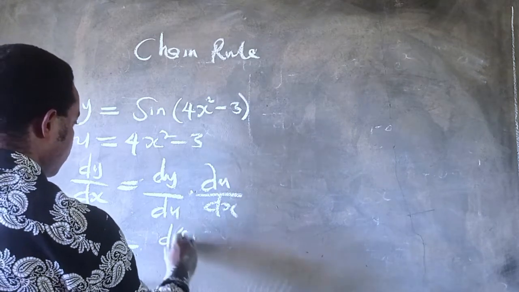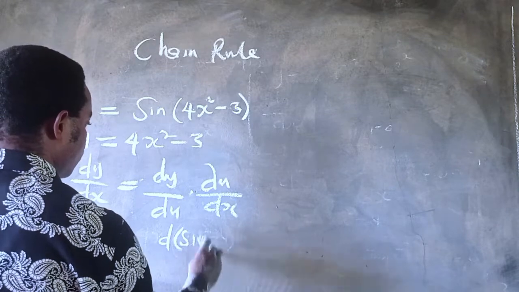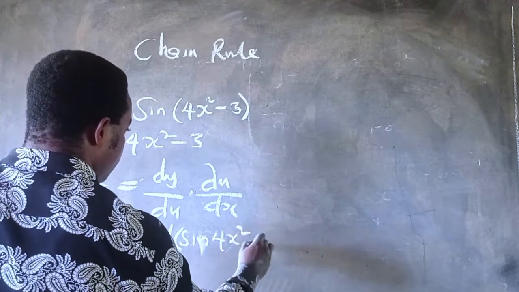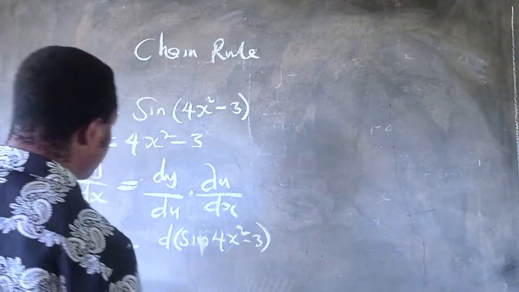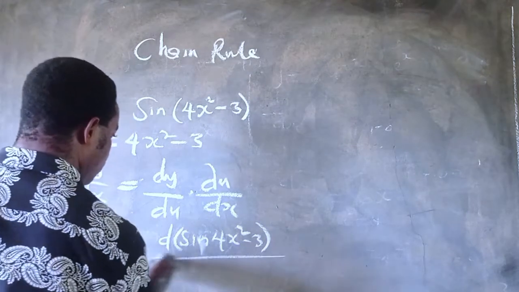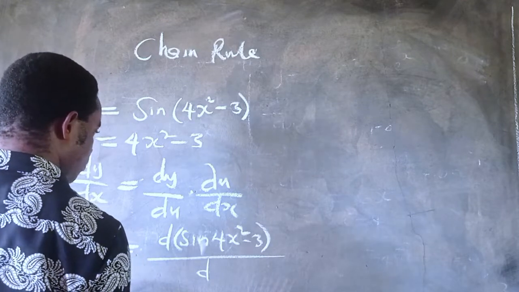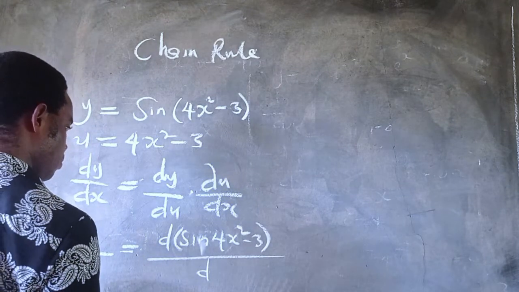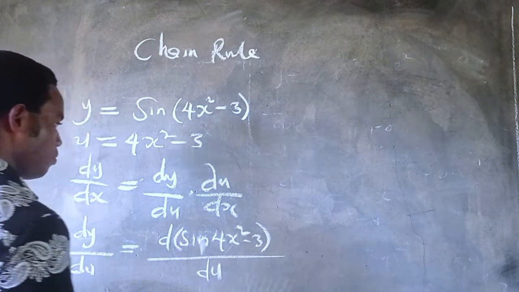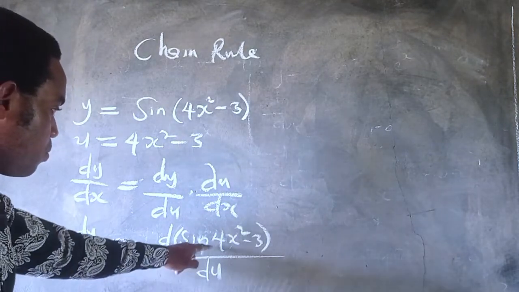So what is the differential of sine of 4x raised to the power 2 minus 3? Because that is what that means, because y equals sine of 4x raised to the power 2 minus 3. I'm not supposed to write it in this form right now because we are writing with respect to u and I have x up there. But I hope that did not confuse you.